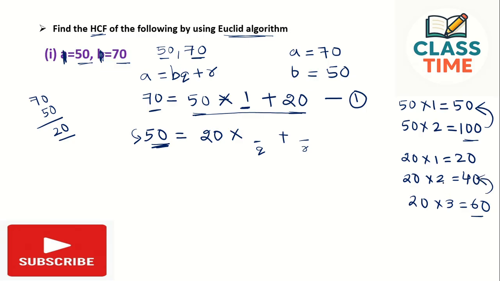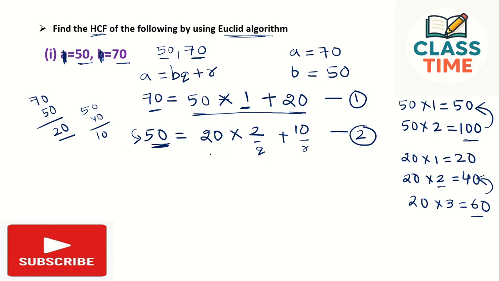So, with what number do we multiply to get 40? 20 into 2. So, 20 into 2 will get 40. So, what will be the remainder? 50 minus 40 is 10. Okay. So, the remainder is 10. Now, are we getting remainder 0? No. So, again we need to do one more step till we get remainder equal to 0.